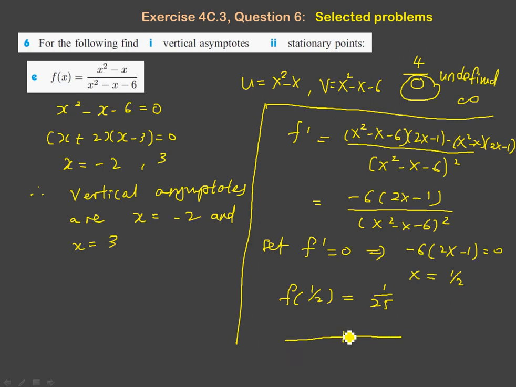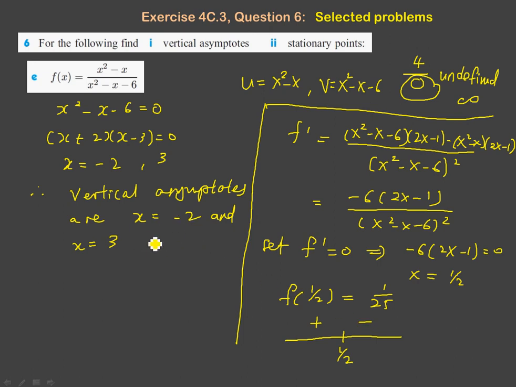And you must test with a sign diagram. The nature of the stationary point is very important. So for a half, you test with a sign diagram using the f prime right here. You probably choose x equals 0, to the left of a half, and you might find that this is positive, and then to the right this is negative. But that's not enough, right?